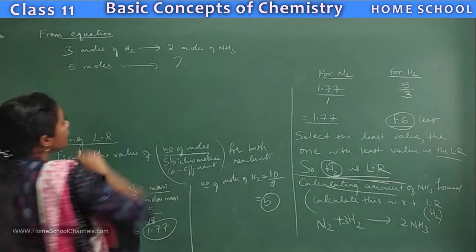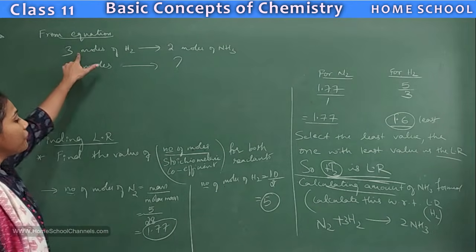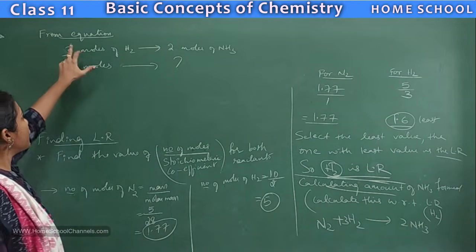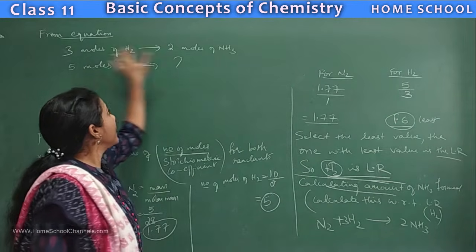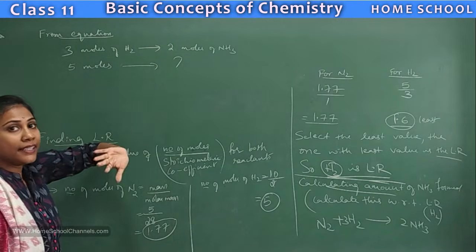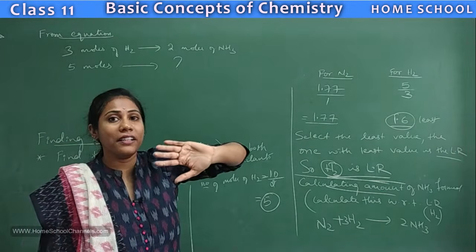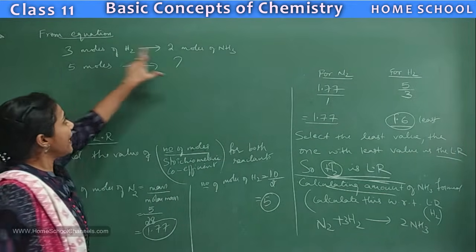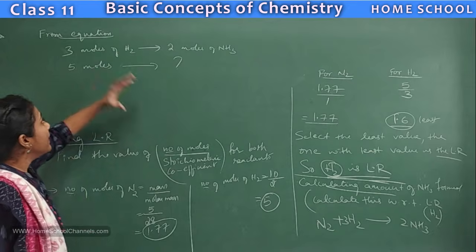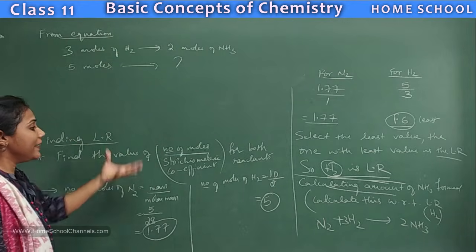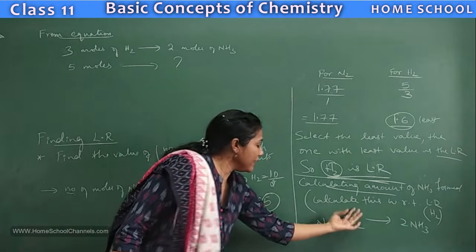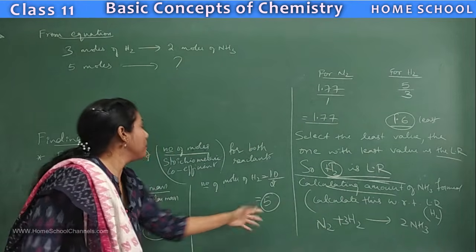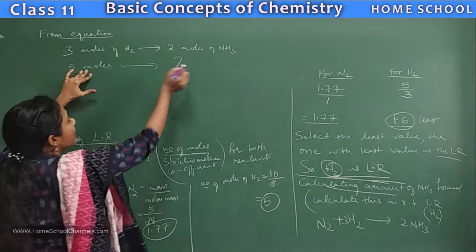So how many moles of ammonia will you get? From the equation, it is understood that 3 moles of hydrogen will give 2 moles of ammonia. This is standard. In the previous class we did stoichiometric calculations in a similar way. This is standard we got from the equation. Now, how many moles of hydrogen do you have from 10 grams? 5 moles, right? So, 5 moles will give you how much?